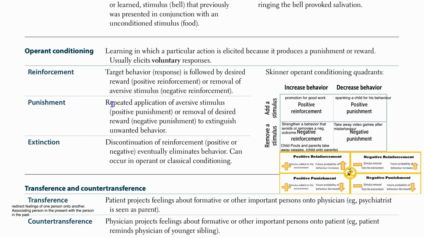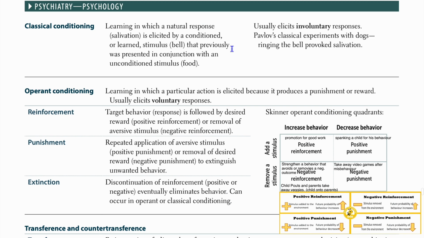Then there's punishment. It's the repeated application of an aversive stimulus, positive punishment, or removal of a desired reward, negative punishment, to extinguish wanted behavior. And then extinction is discontinuation of reinforcement, positive or negative, which eventually eliminates the behavior. It can occur in operant or classical conditioning. So after a while, when the dog doesn't get the food, even though the bell is ringing, the dog is going to stop salivating, even when the bell rings.